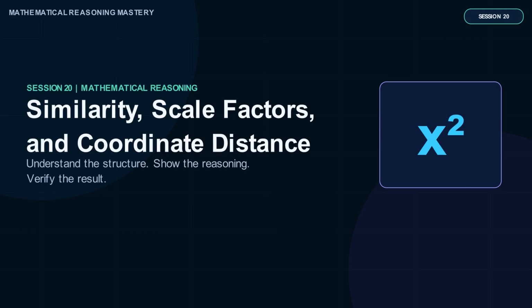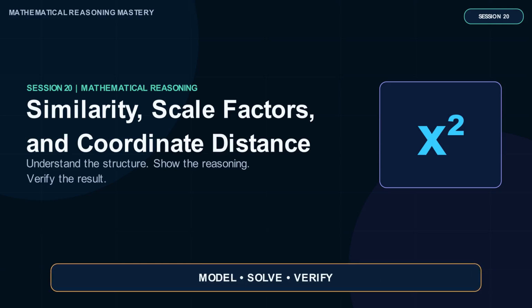Welcome to Session 20, Similarity, Scale Factors, and Coordinate Distance. This lesson develops mathematical reasoning that stays reliable when a problem looks unfamiliar. You will learn to identify corresponding lengths, to convert area and volume ratios, and to combine similarity with coordinate distance. These are connected habits, not isolated tricks.